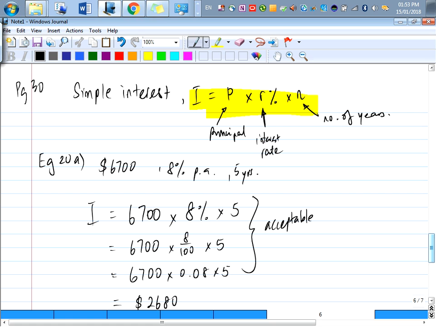This one is in your textbook, page 30. Anyway, you can also go and watch the video, right? That's why we are recording all these things. Okay? So this is what is known as the simple interest. Yes. Okay. So this is simple interest.